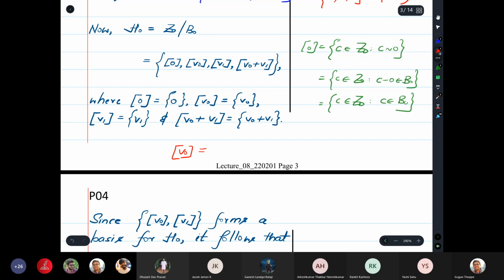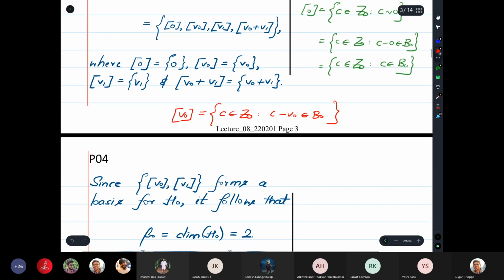So the equivalence class of V0 is every C in Z0 such that C minus V0 belongs to B0, right? So this is what we require. You give me an element in Z0 such that C minus V0 belongs to B0. So let's just substitute different elements.